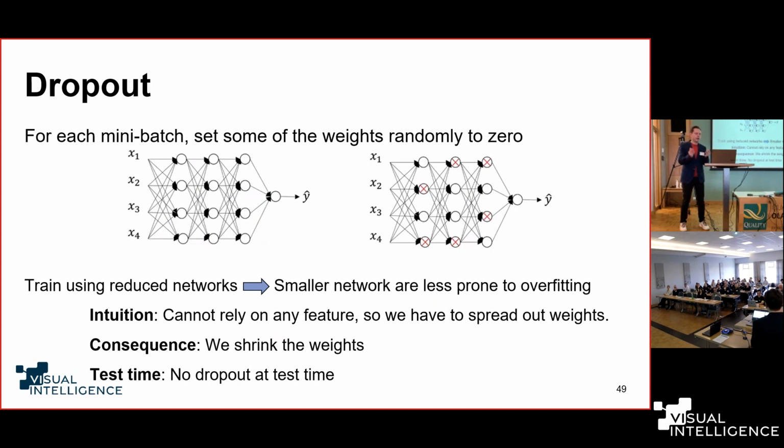So the idea is that you cannot rely on any feature inside this network, so you have to spread out all across the way. Try to learn a good way of avoiding that the performance is highly dependent on a few weights in the network. At test time, you don't do it normally, but you can do it. And if you want to do some uncertainty estimate, that's a way of doing it. But yeah, you normally don't do it.